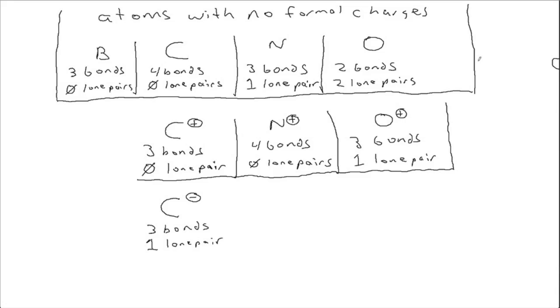Sulfur is 16. So which of these elements is in the same column? Oxygen. That's right. So how many bonds and lone pairs would you expect a neutral sulfur to have? 2 bonds, 2 lone pairs. Just like oxygen.